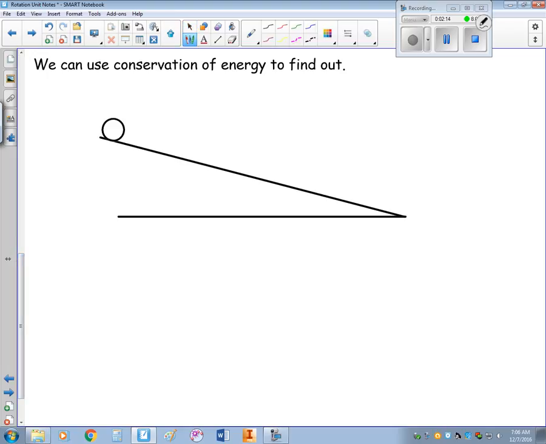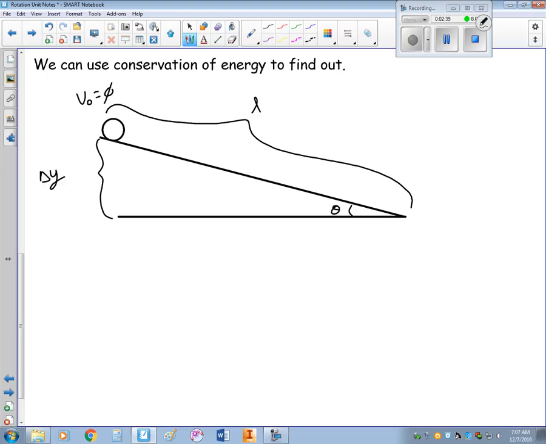So let's take a look at some of the things we know. We got our delta y. We have our angle. Got the length of the ramp. So there's a lot of stuff that we already know. We know the initial velocity will be 0. And if we really want to find out who's going to win this race, we probably ought to find out the final velocity.